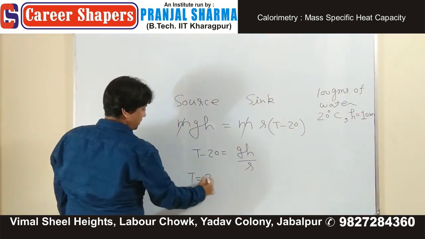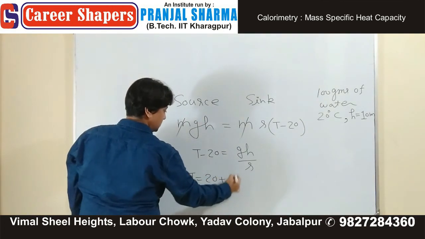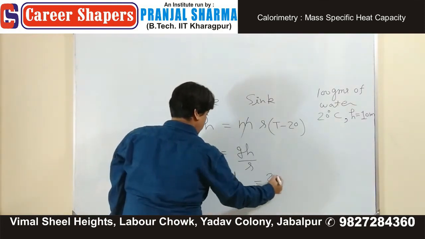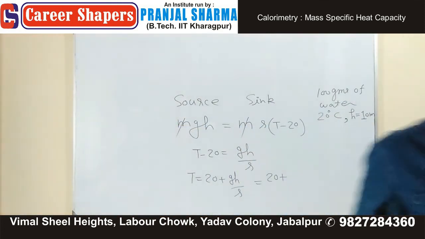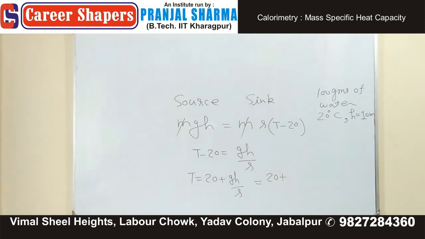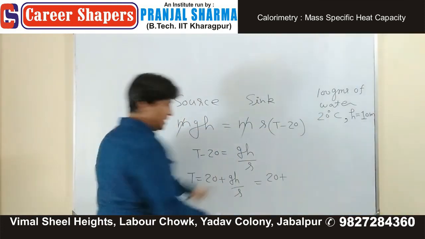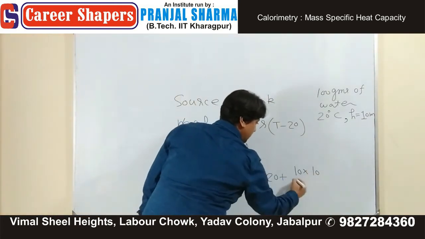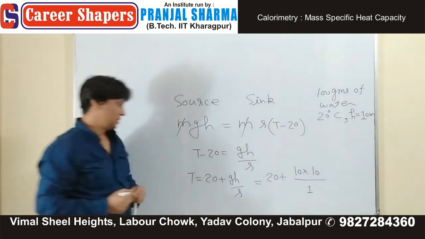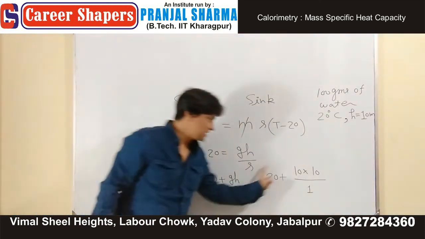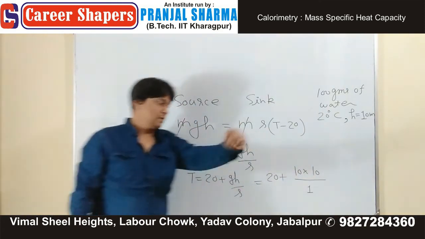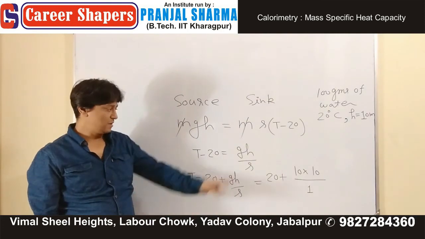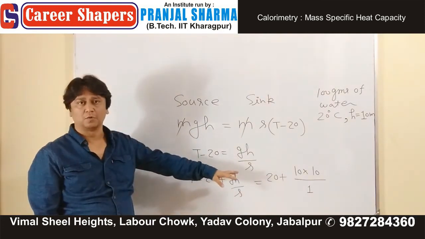T is coming 20 plus GH divided by S. Look fast. 20 plus G is 10, H is 10, S is 1. Now tell me fast, is everything correct in this? I'll take 1 minute more. Just 1 minute. Is everything correct in this? Yes or no?